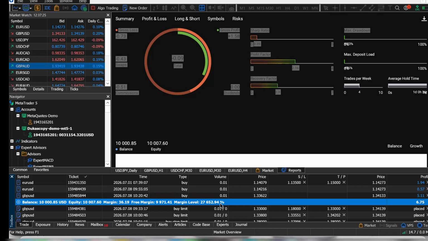Finally, we reach the margin level percentage. This particular measurement is essential in ensuring that you maintain sufficient equity relative to the used margin. It is derived from the formula equity divided by margin times 100. Understanding your margin level can help prevent margin calls, which occur if your margin level falls below a certain threshold set by your broker.